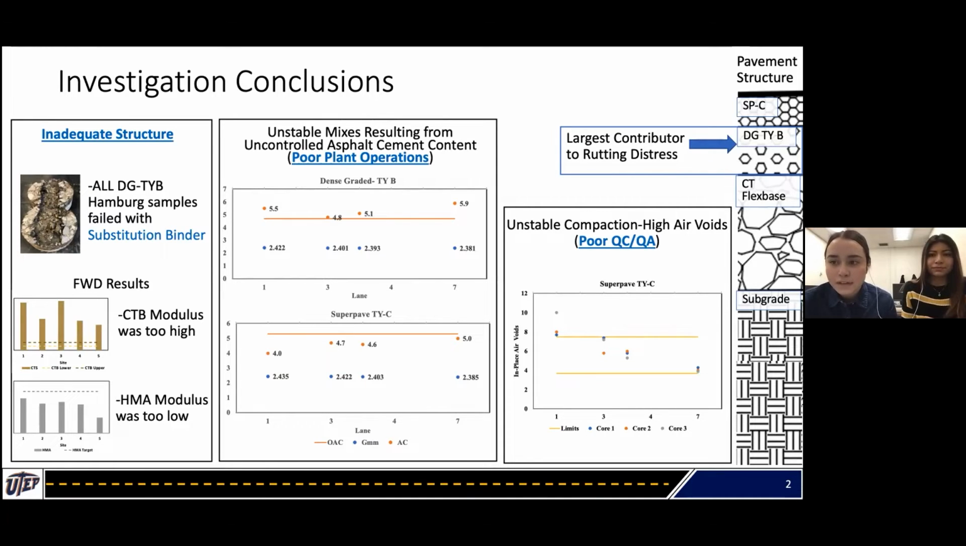And as seen in the figures, the orange line depicts the optimum asphalt content for each mix. And for the dense gradient mix, a lot of the sites had a higher asphalt content, becoming more susceptible to rutting as the mixes would be more fluid due to the higher asphalt content.